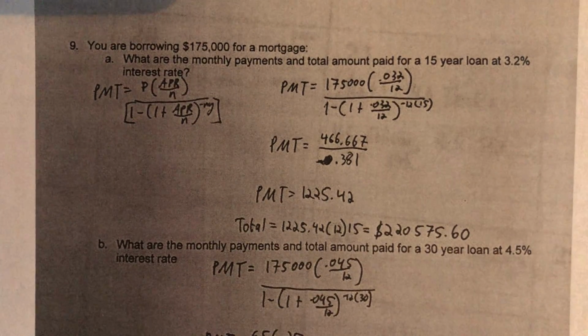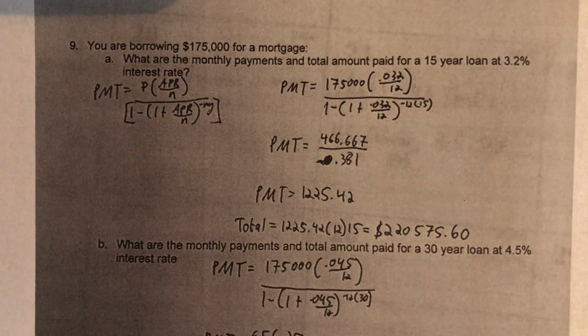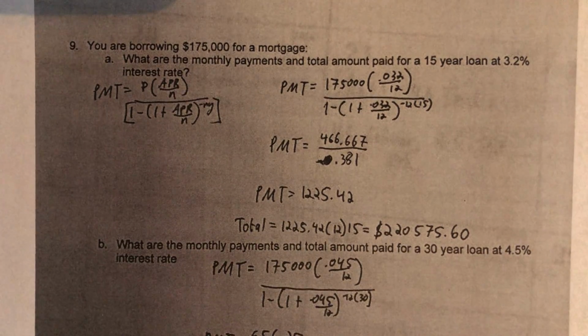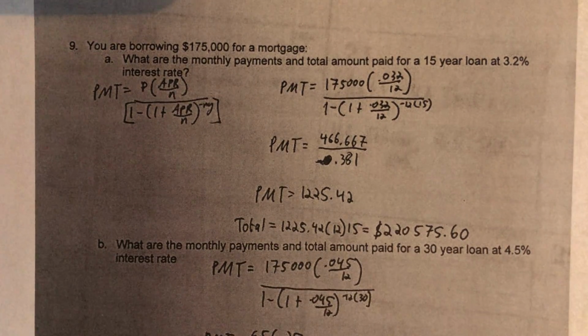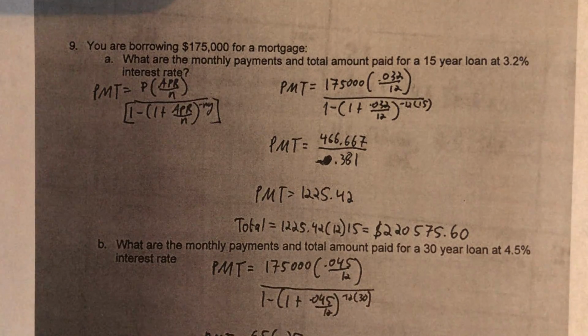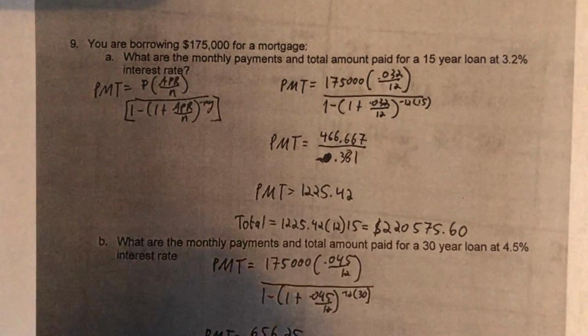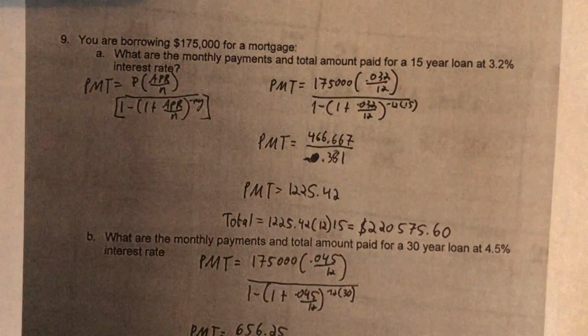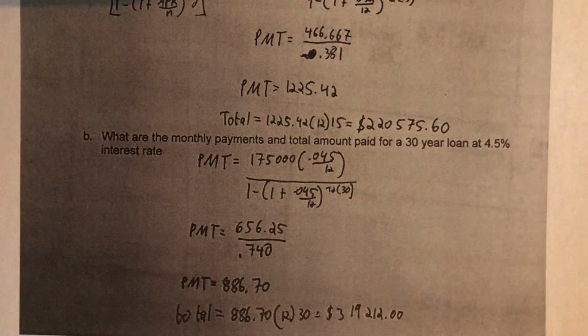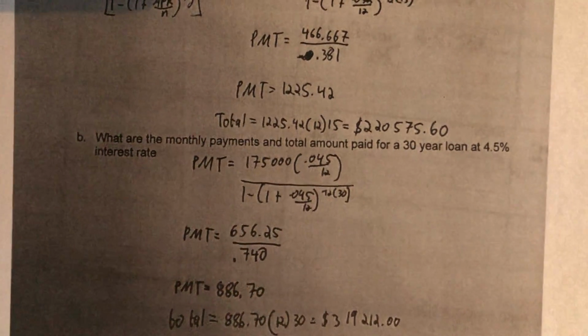So that would be my payment every month. Times that by 12, times it by 15, and you would end up paying $220,575.60 for your house.